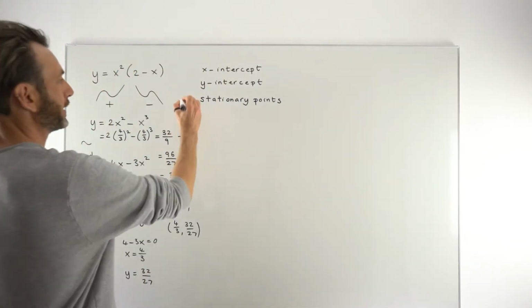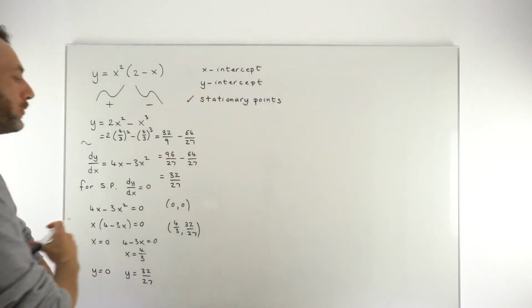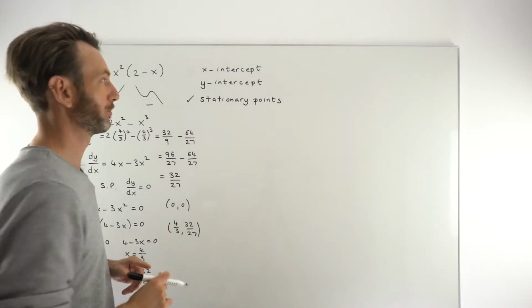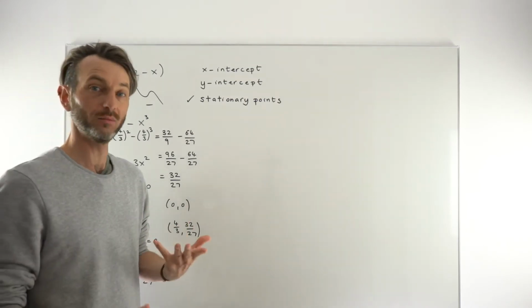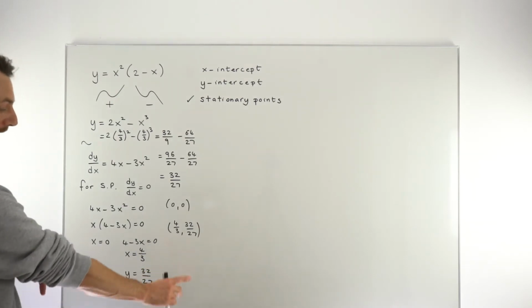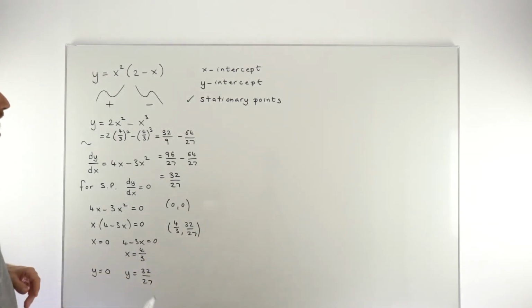Okay, cool. So that is our stationary points almost done, but we need to know the nature of these stationary points. What type of stationary point are they? Are they a local maximum, minimum, or point of inflection? So it's not good enough just to get the numbers. We need to know the shape as well.